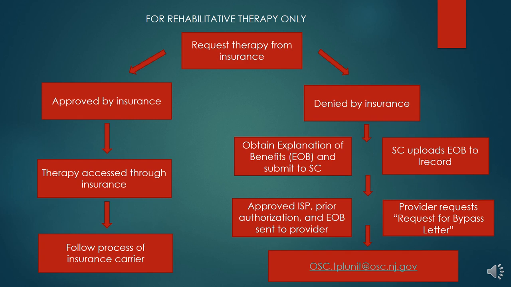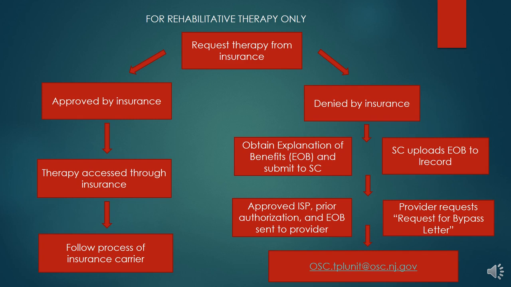For therapy that is rehabilitative in nature, the individual or family must submit a request for therapy to the primary insurance carrier. If the request is approved, the participant will access the needed therapy through the insurance carrier and follow the process required by that insurer. If the request is denied, the individual will receive or request an explanation of benefits from the insurance carrier and submit this document to the support coordinator. The support coordinator uploads the EOB to iRecord and proceeds with assisting the individual in identifying a therapy provider.